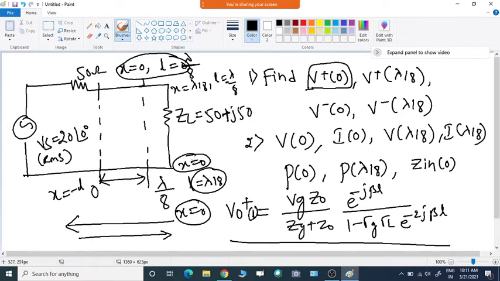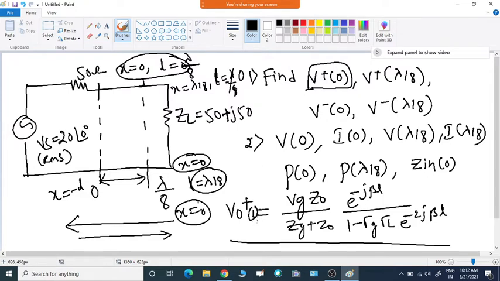So x equal to 0 position is nothing but L equal to lambda by 8, and x equal to lambda by 8 means L equal to 0. So you have to substitute L equal to 0, because the length traversing from source to the load is increasing from 0 to lambda by 8, whereas whenever I am taking x equal to 0, it is decreasing from lambda by 8 to 0. So that is the meaning.